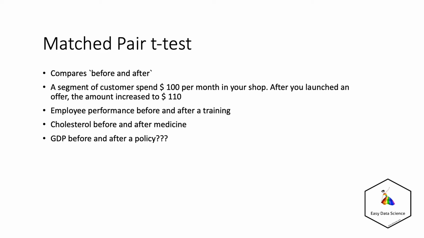If you want to understand whether there has been a significant change in the average amount of money this same segment of customers spends in your shop, that is when you use the matched pair t-test. So there is a situation before something and then after something, and you want to compare this before and after. Another example could be the performance of employees before and after a training, or the level of cholesterol before and after taking a medicine. Or how about GDP before and after a policy.